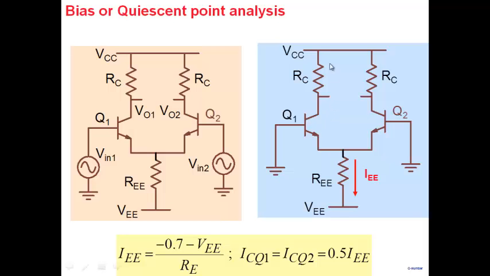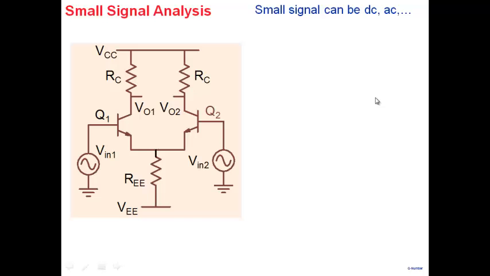And once you know the current here, and you know VCC, you know the DC value of the voltage here. All right, so that's a straightforward calculation of the bias point here.